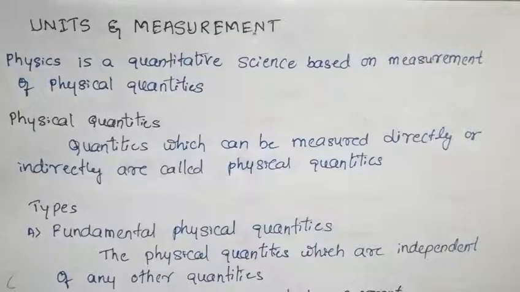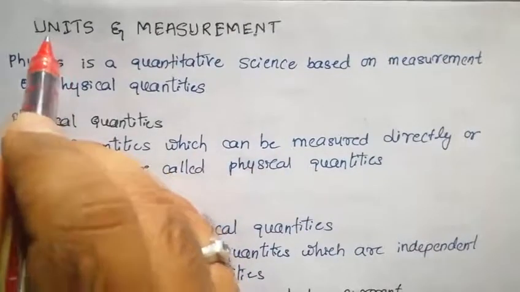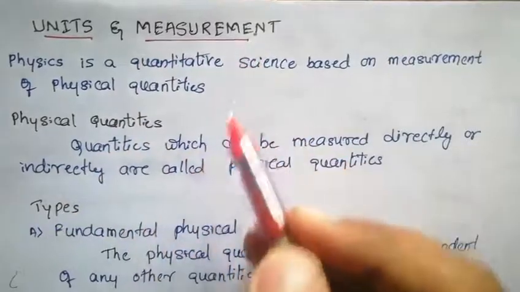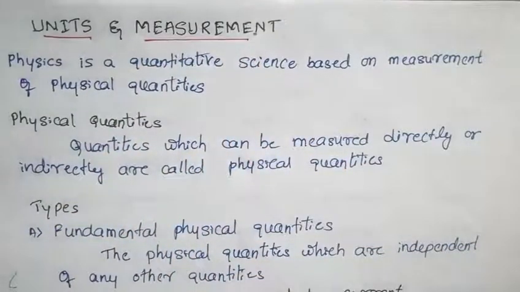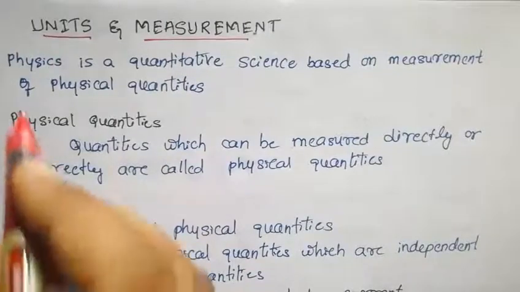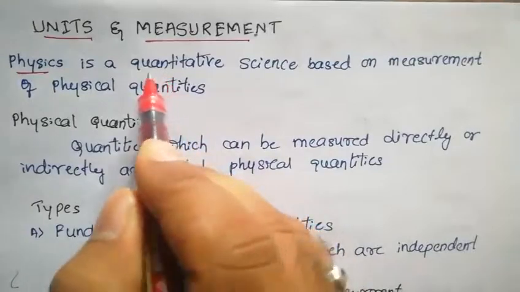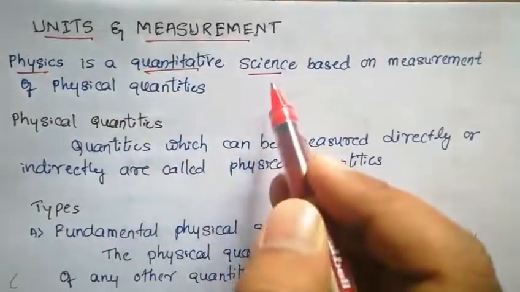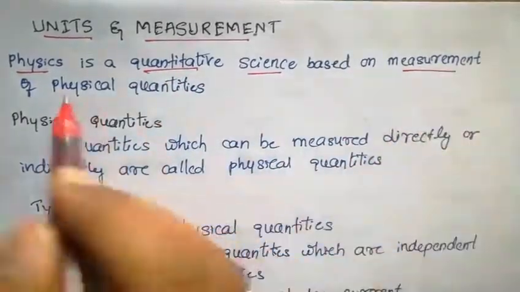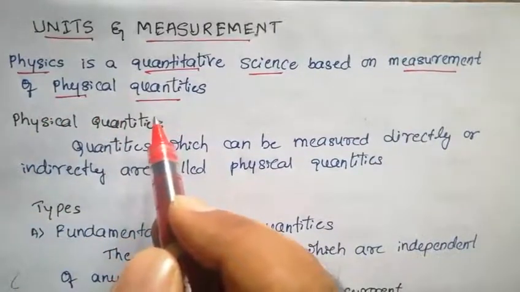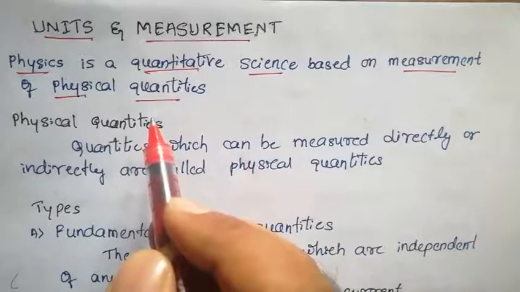Dear students, today we have taken the chapter Units and Measurement. What chapter we have taken, students? Units and Measurement. So let us understand this chapter very properly. Basically, physics is nothing but a quantitative science, which is based on the measurement of physical quantities. Basically, we are going to measure the physical quantities. Okay, so let us understand now.